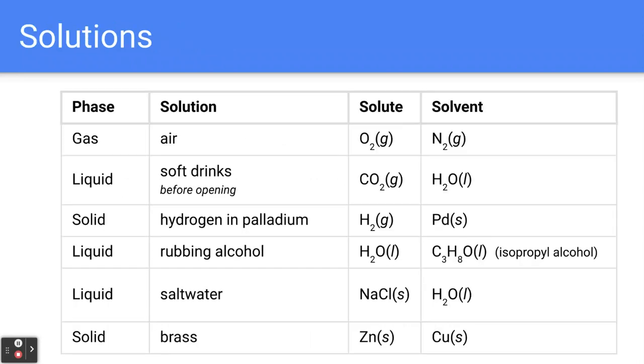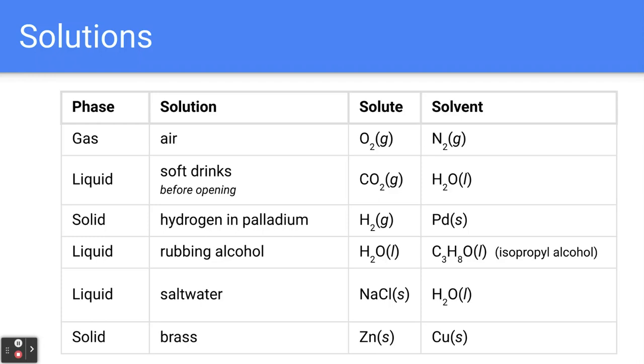Now, here are just some different examples. A gas phase solution would be air. You dissolve oxygen and other types of gases within nitrogen. Nitrogen is the majority of our air. Many of our solutions are liquids. So a soft drink, for example, would have carbon dioxide gas dissolved in water.